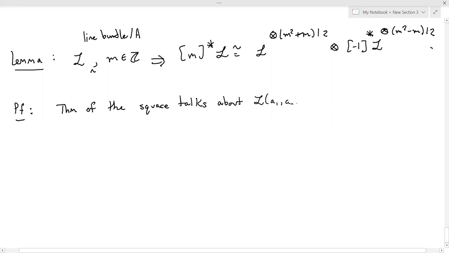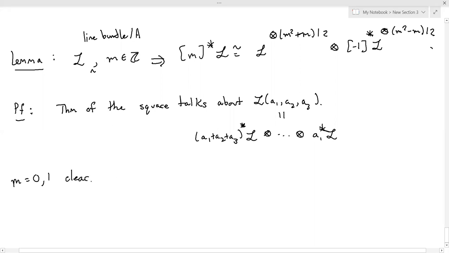talk about this guy, if you remember him, L of A1, A2, A3, where these were all T points or K points, depending on how you want to do it. So here we probably take them to be K points. And then this was that big long construction, which was like the pullback of L by A1 plus A2 plus A3, tensored with this big guy. That's what that was, right? It told us about its structure, namely that it was trivial. And so then what you want to do here is basically an inductive argument. And I won't walk you through the full proof, but basically the base case is, if you like, M equals 0 and 1. And this is hopefully clear if you think about it. 0, there's really nothing to check. And 1, there's also really nothing to check.